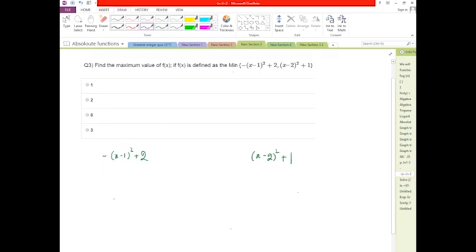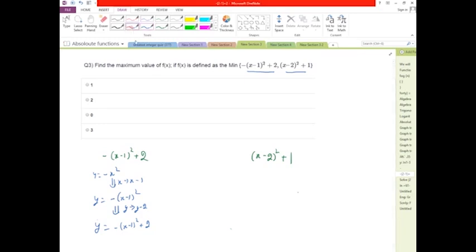So let's see. What the question asks is, a function is defined as the minimum of two functions. So one function is minus (x minus 1) square plus 2 and the other is (x minus 2) square plus 1. And we want to find the maximum value that this function can take. So let's draw the two graphs. This is minus (x minus 1) square plus 2. So you know the graph of minus x square. Then you can make the substitution of x to x minus 1, and you'll get y equal to minus (x minus 1) square. And then you can make the substitution of y to y minus 2, and you'll get y equal to minus (x minus 1) square plus 2.